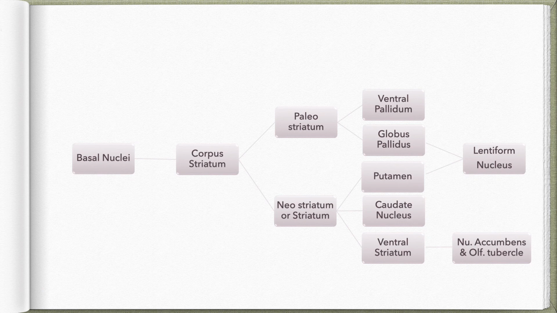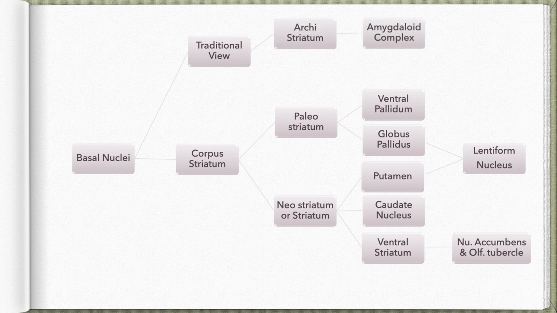As per the traditional view, basal nuclei also included archistriatum, which is made up of amygdaloid nuclear complex, as well as claustrum. But as per our current understanding, amygdaloid nuclear complex is an integral part of the limbic system, and as far as claustrum is concerned, we still do not have a very clear understanding of its functions or its connections. So both these parts are now no more considered as parts of the basal nuclei.